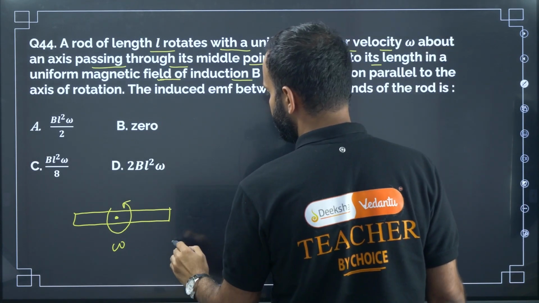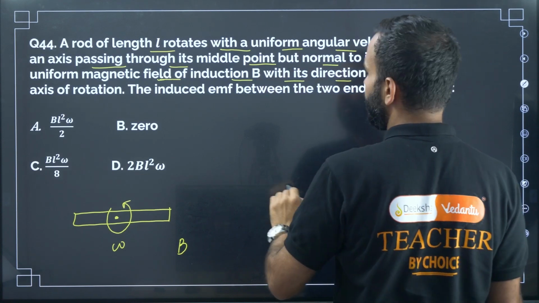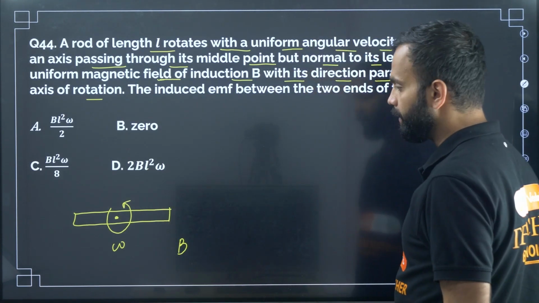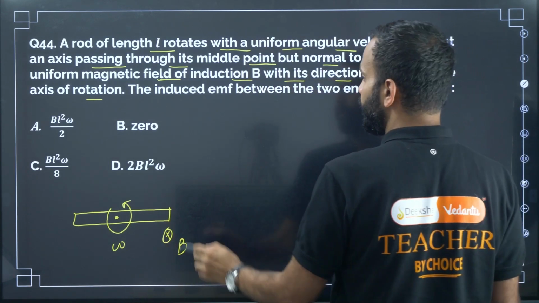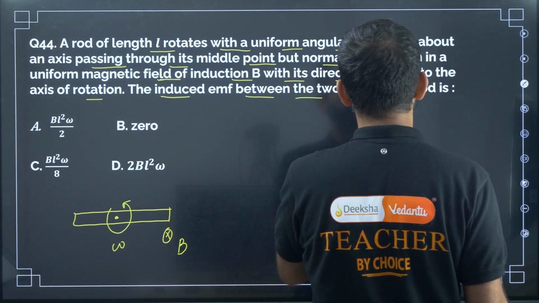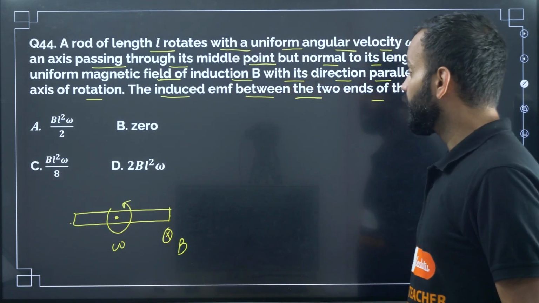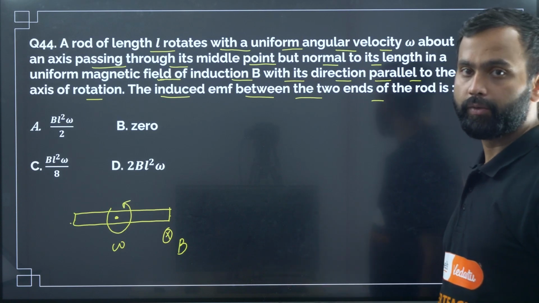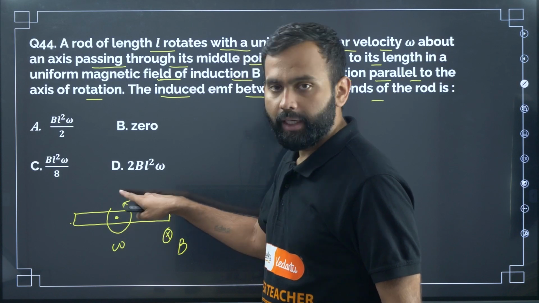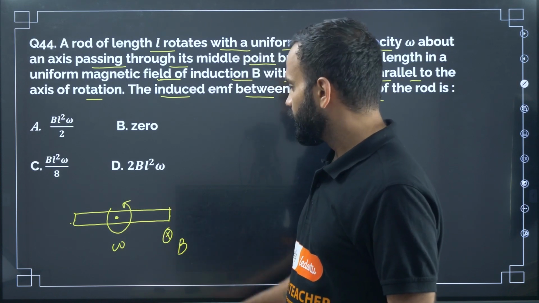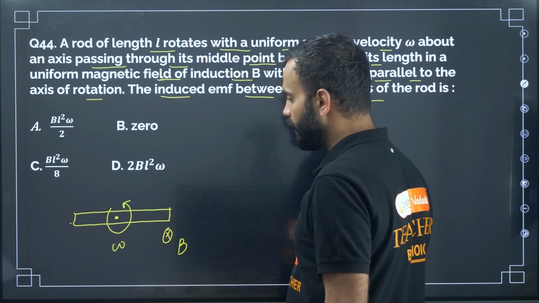Okay, magnetic field is B with its direction parallel to the axis of the rotation. Okay, parallel to the axis of the rotation. So this is the direction of the magnetic field. Okay, the induced EMF between the two ends of the rod. We need to find induced EMF between the two ends of the rod. Sometimes they can ask what is the potential difference between the two ends of the rod. So now here it is rotating with the angular velocity omega, right? So definitely there will be an induced EMF, right?